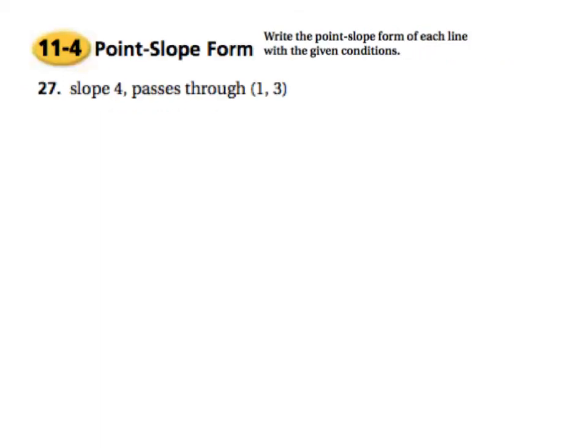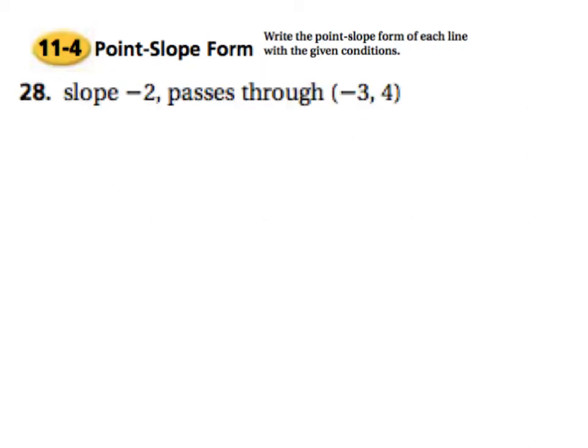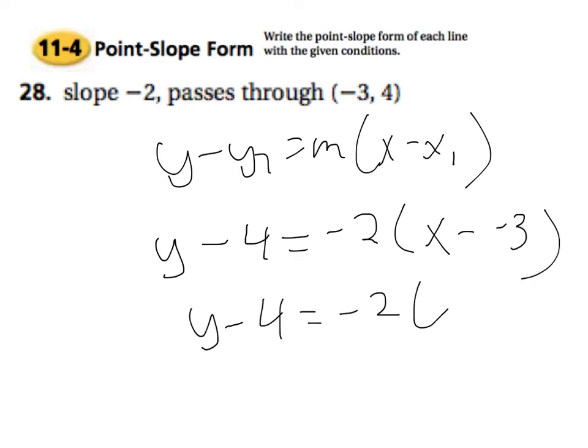Lastly, I want to work on point slope form. You remember point slope form is y minus y1 is equal to m times x minus x1. So we're going to go ahead and plug in these points and the slope here. Remember, this is x1, y1, and this is m. So we have y minus 3 is equal to 4 times x minus 1. The next one, same thing. So we have y minus 4 is equal to negative 2 times x minus negative 3, which is the same thing as x plus 3. You do need to rewrite it as x plus 3.